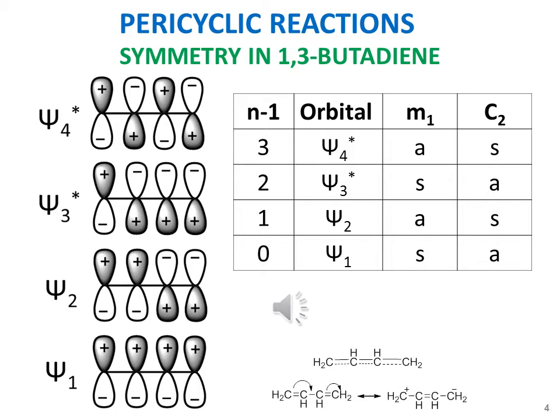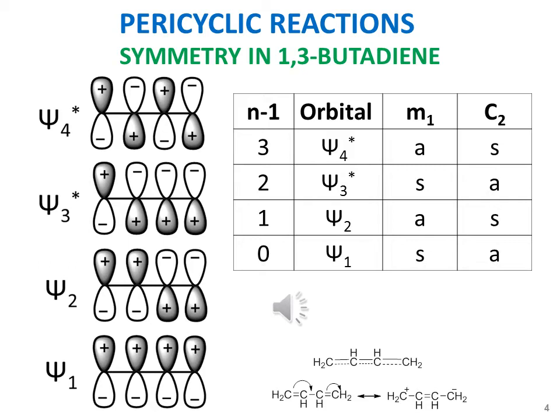How many nodes are present? According to the formula n minus 1, here n is equal to 4, so 4 minus 1 is equal to 3. So 3 nodes. Now we have to locate where these nodes are. The first node is present between atomic orbitals 1 and 2. The second node is between atomic orbitals 2 and 3. And the third node is between atomic orbitals 3 and 4. Since the highest number of nodes is present in psi 4 star, it is the antibonding molecular orbital having the highest energy, whereas psi 1 has zero nodes, so it has the lowest energy.